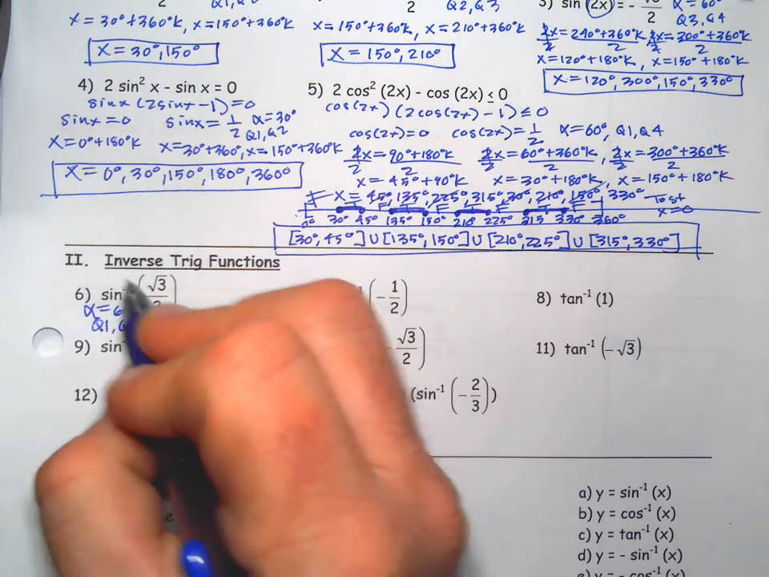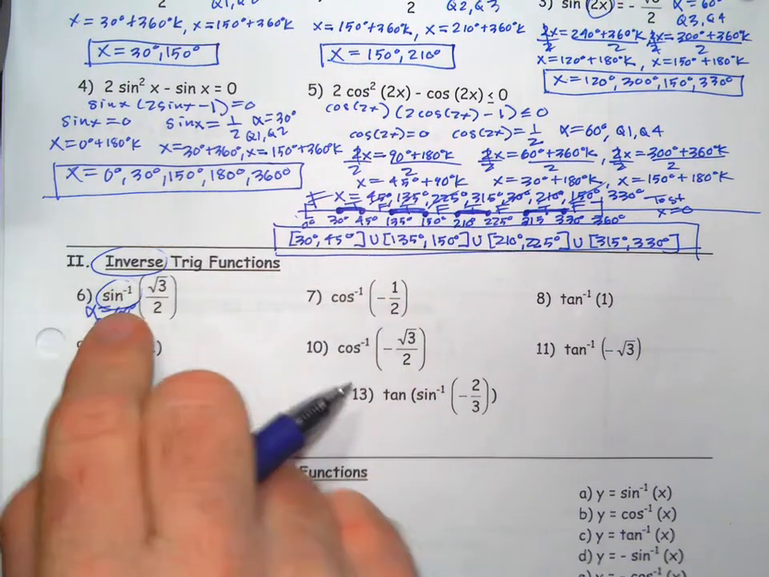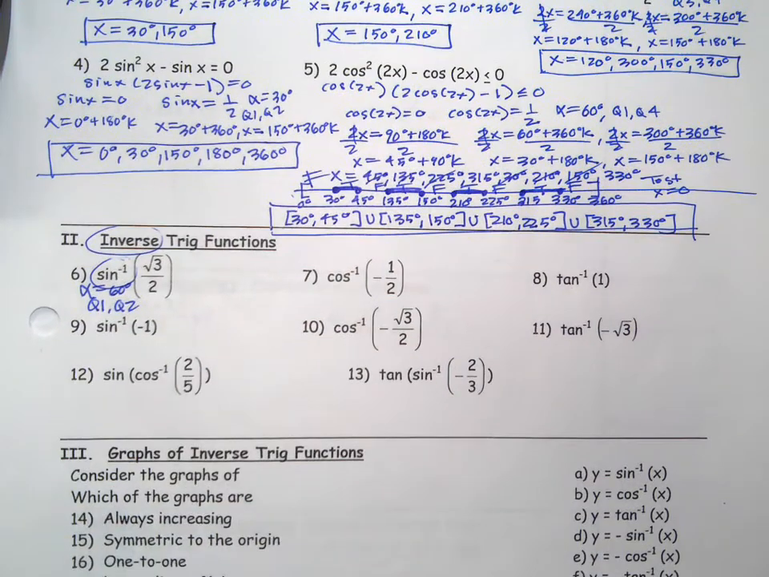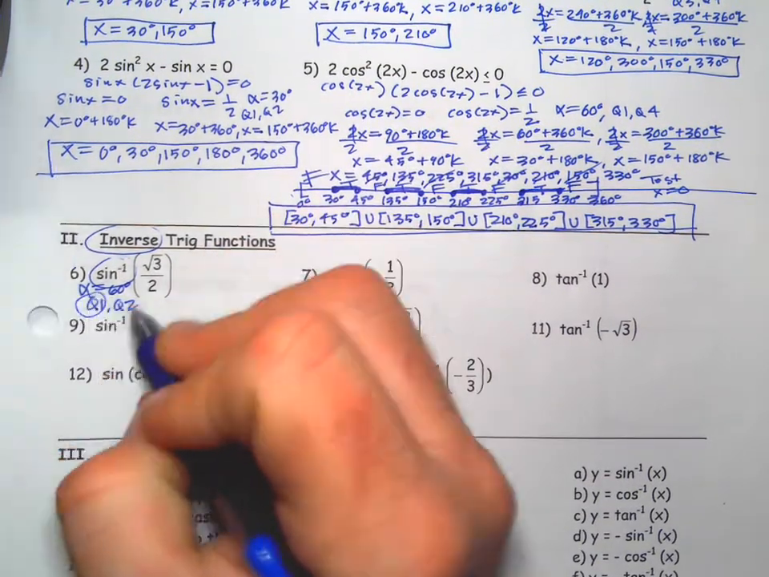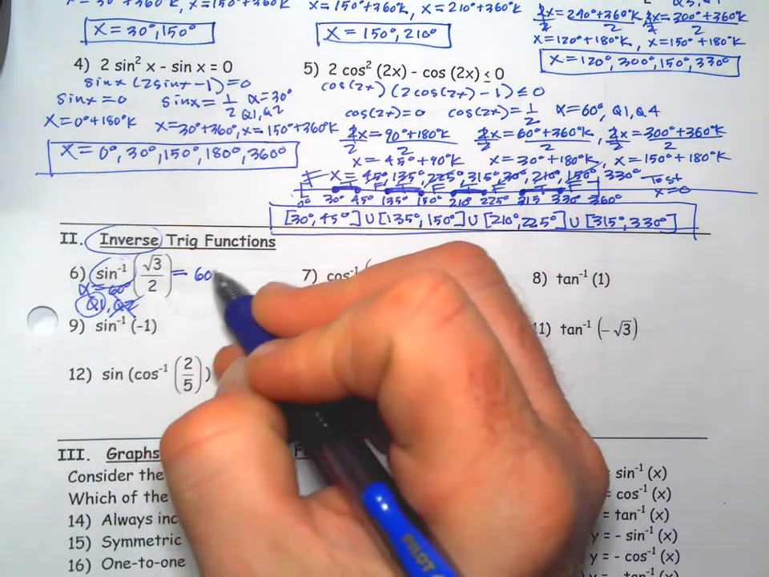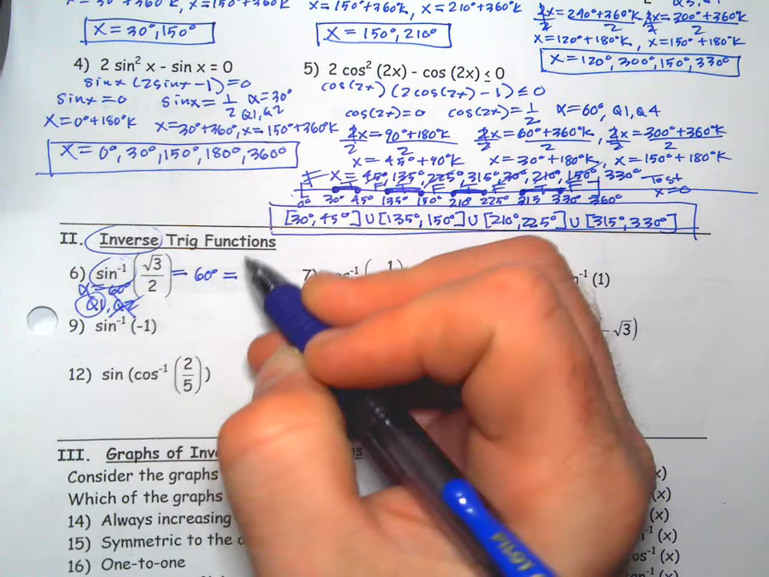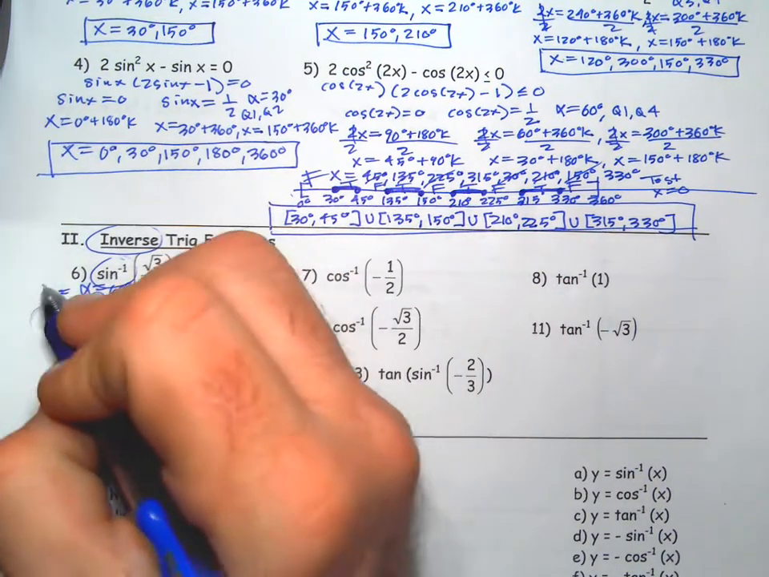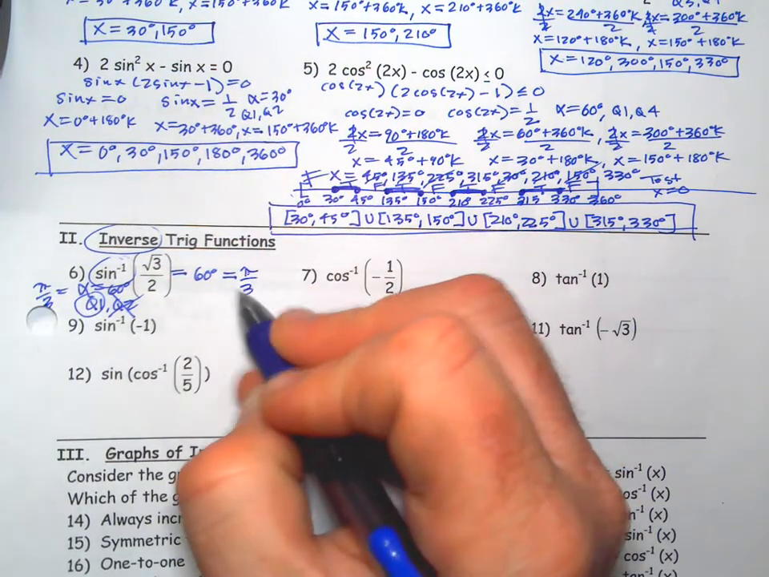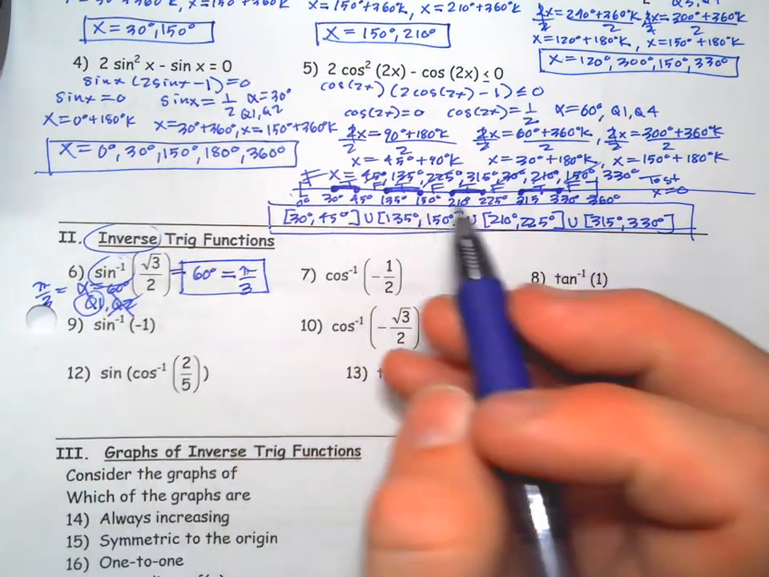Now these are inverse to begin with, so you are at the mercy of principal values, which always include quadrant 1. So this is for sure 60 degrees. Or in radians, that would be pi over 6, pi over 4, pi over 3. So I'll probably ask you for both on your next test.